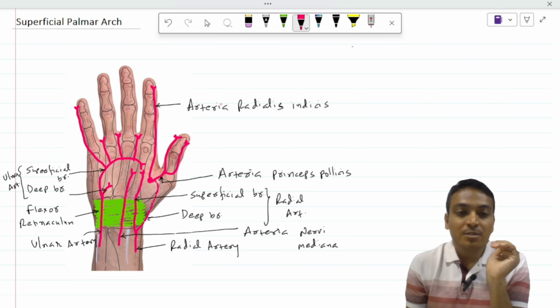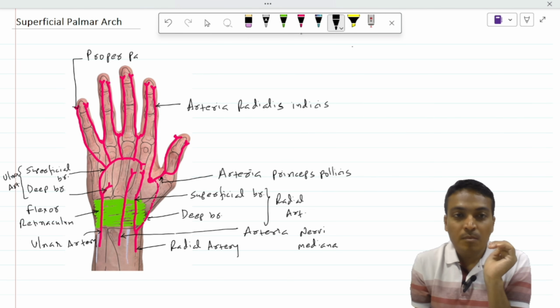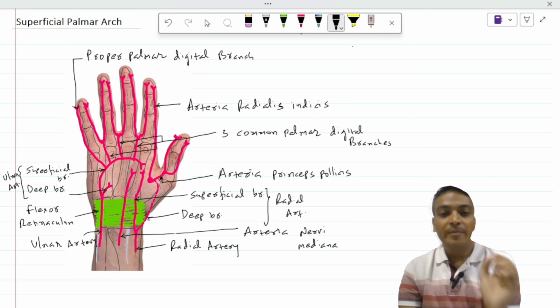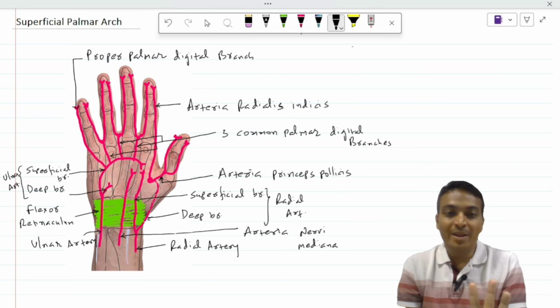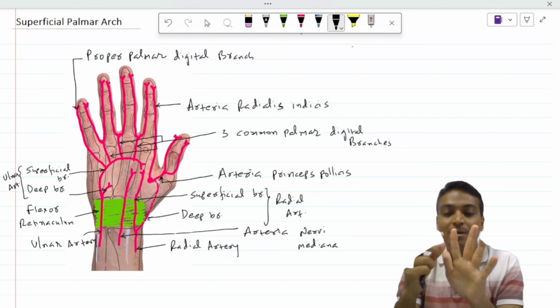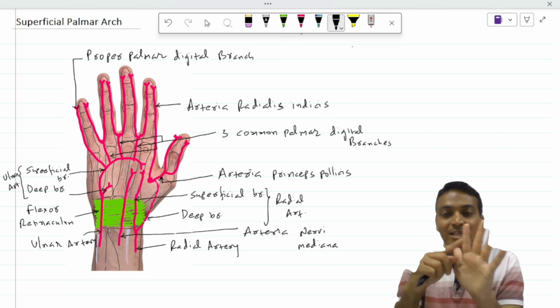So here this common palmar digital branch supplies the lateral aspect of the little finger and the medial aspect of the ring finger, like this. Ultimately, the superficial palmar arch gives four main branches: one proper palmar digital branch and three common palmar digital branches. And this superficial palmar arch supplies all the digits except the lateral aspect of the index finger and the whole thumb.